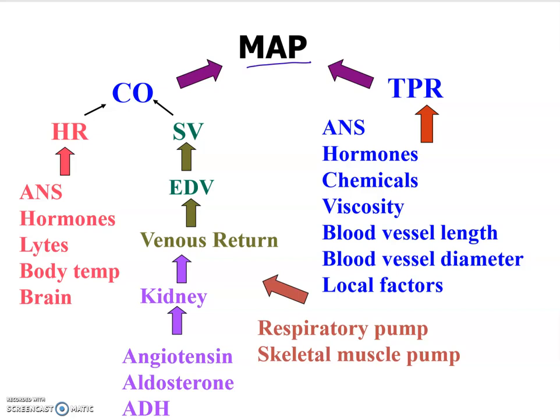Let's continue with this flow chart right here. And we're taking a look at the factors that are influencing your mean arterial pressure. I want you to focus on the side here to the left. The cardiac output is the product of heart rate times the stroke volume.